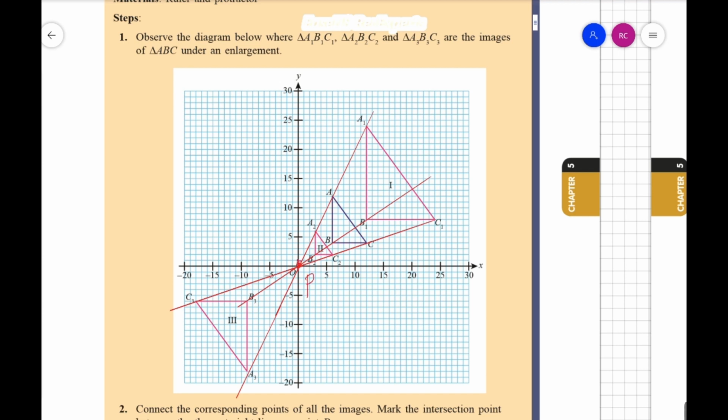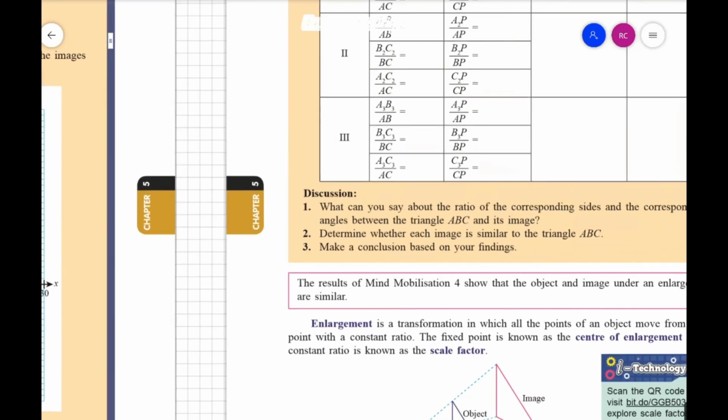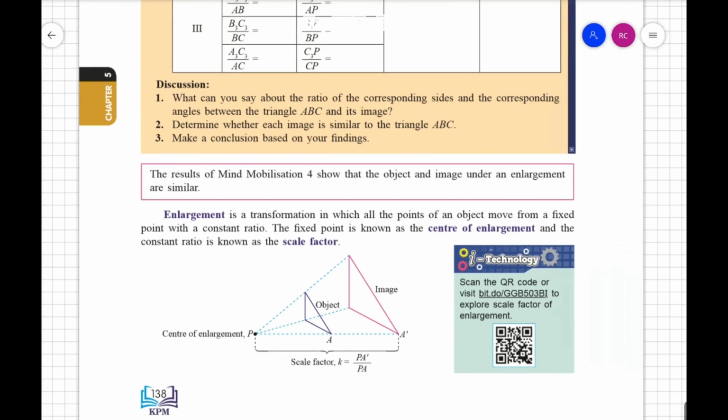From the finding, I'm not going to do this together with you, so we're going directly into the finding over here. The finding is the result from that mind mobilization. It shows that object and image under enlargement are similar. Remember this, object and image under an enlargement are similar. Similar means they have the same shape, and the ratio of the length of the sides are the same.